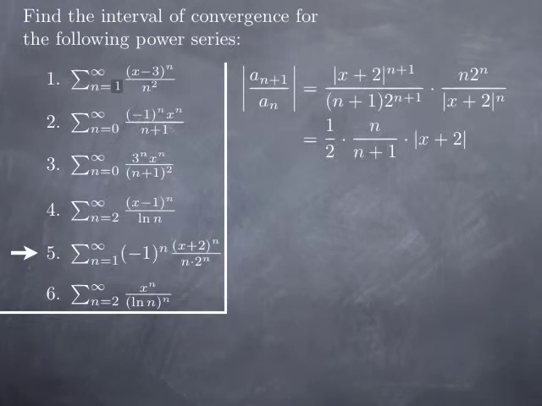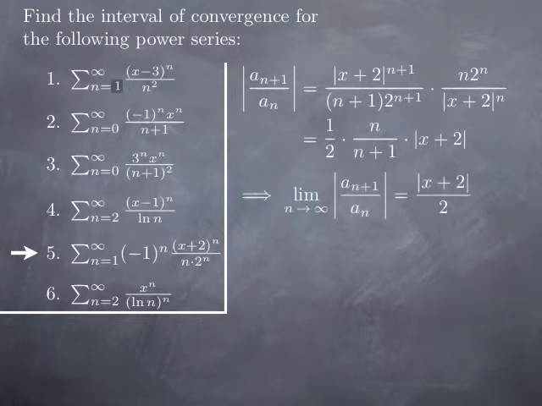So we have various things that cancel out here. We have 2^n at the top, 2^(n+1) at the bottom. We can simplify 2^n. What remains is 2 at the bottom, so we have 1/2. Then we have n over n + 1, and then |x + 2|^(n+1) divided by |x + 2|^n is simply |x + 2| at the top. And now we are looking at the limit of this quantity when n goes to infinity. When n goes to infinity, n over n + 1 goes to 1. Therefore, the limit of our ratio is |x + 2| over 2.